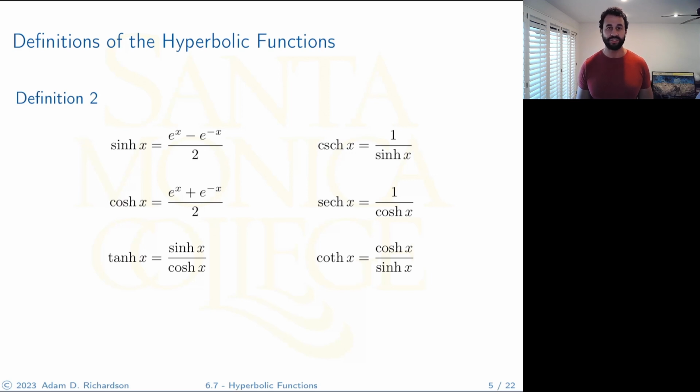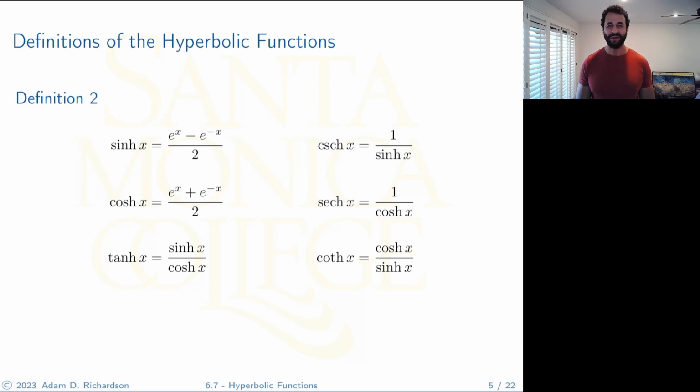Now that we know what sinh and cosh are right here, from those we can define all of the other 6 hyperbolic trigonometric functions. So what is tanh of x? It's sinh over cosh. What is csch? It's 1 over sinh. What is sech? It's 1 over cosh. And what is coth? It's cosh over sinh.